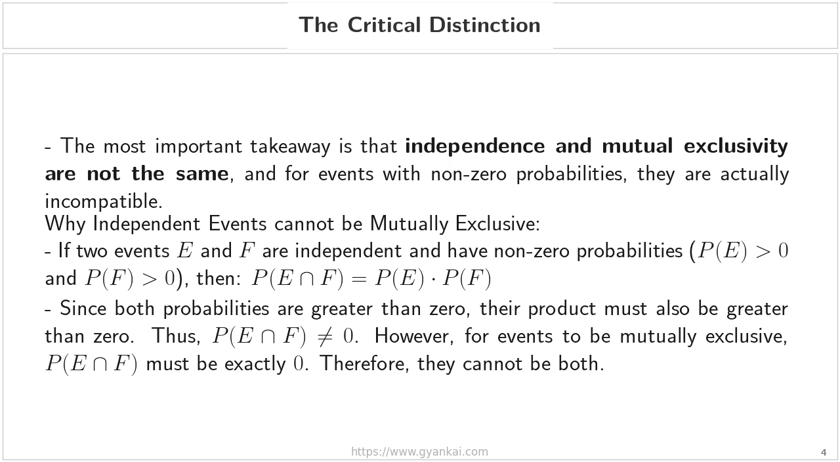But, as we learned in our second slide, for events to be mutually exclusive, that intersection probability must be exactly zero. So, you can see the contradiction. They simply cannot be both.